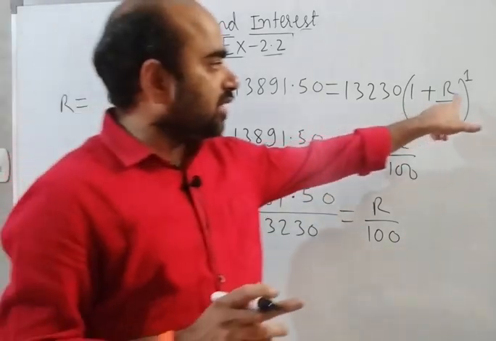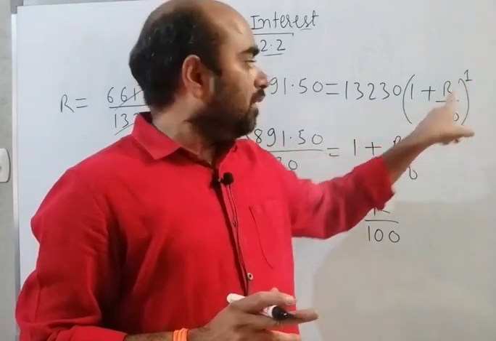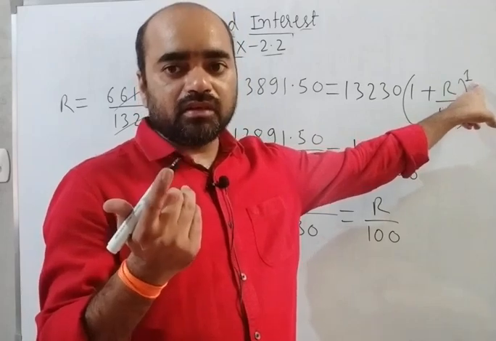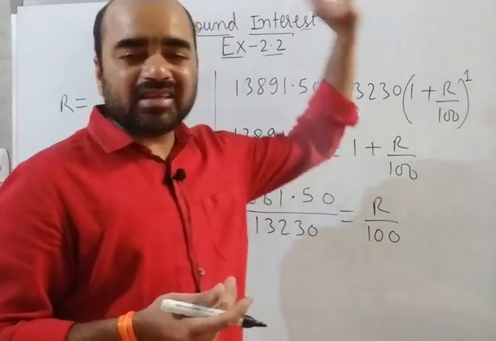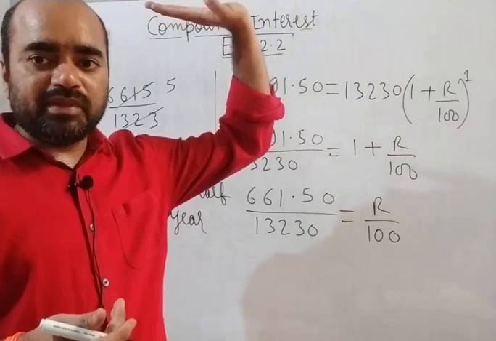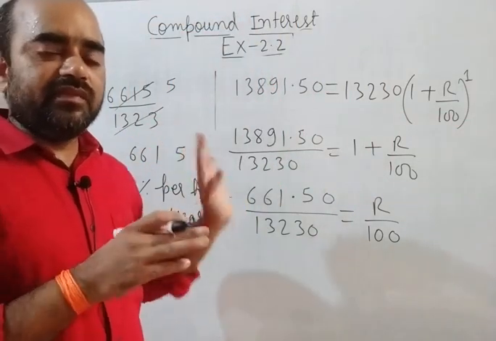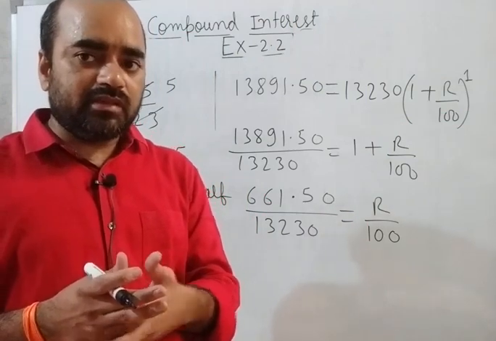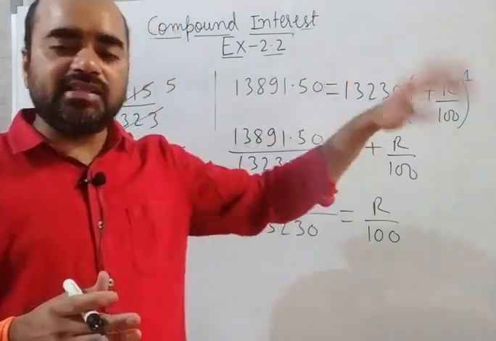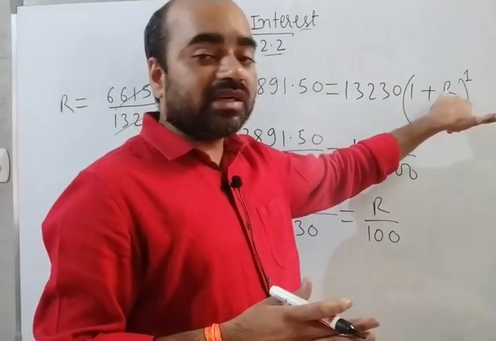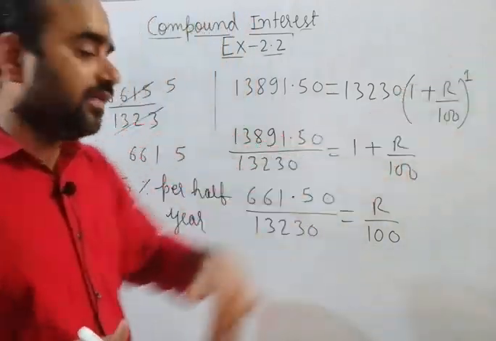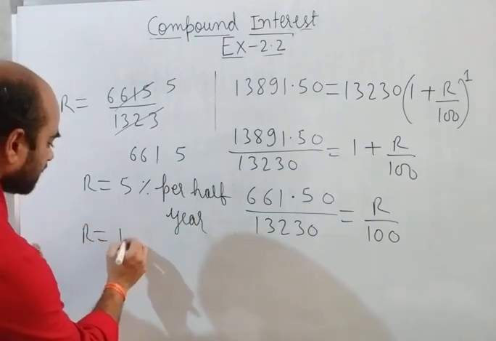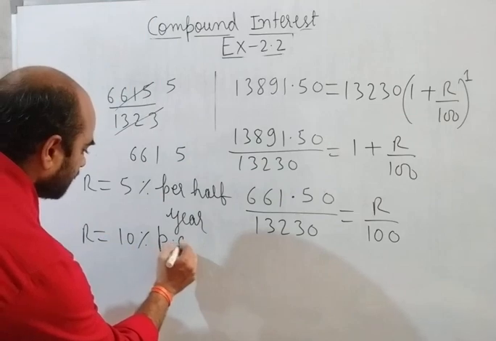Since when we have substituted the value, that was 1 half year, and we have not taken r initially as for each year. Correct? Initially we have not taken r as per annum. Clear? We have taken r as it is. R as it is means this r is nothing but r% per half year. So this is for per half year. So what is the rate of interest per annum? That is 10% per annum.